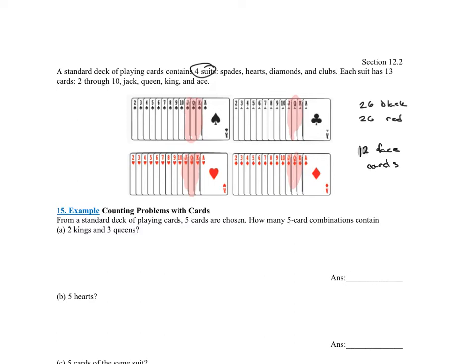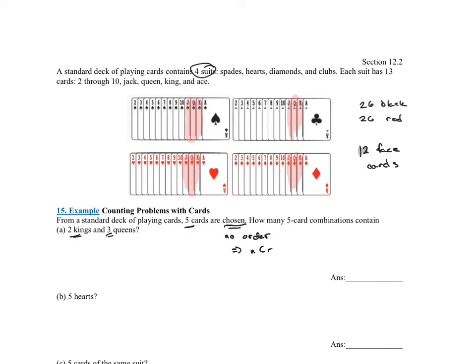Okay, so it says from a standard deck of playing cards, 5 cards are to be chosen. How many 5-card combinations contain the following? Well, if 5 cards are chosen, a 5-card hand, this means that order does not matter. There's no order. It's either in your hand or it's not in your hand. So since order doesn't matter, we're going to be using combinations.